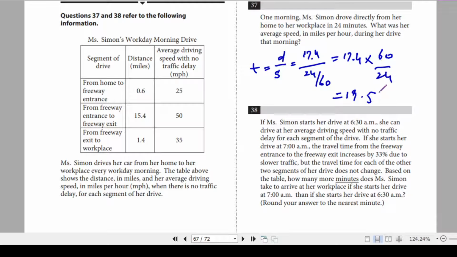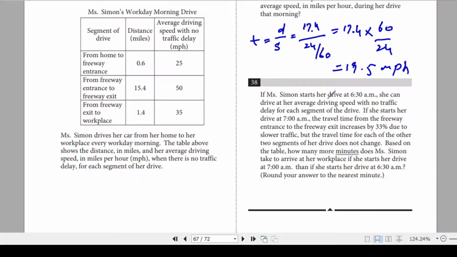Sorry, not the minutes. 19.5 miles per hour, her speed. So her average speed was 19.5 miles per hour. What was the average speed? Miles per hour. So this is already in miles and this we convert to hours. So 19.5 miles per hour was her average speed. Alright, next question.